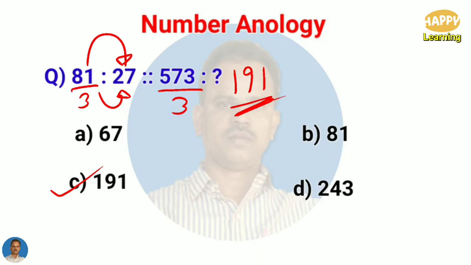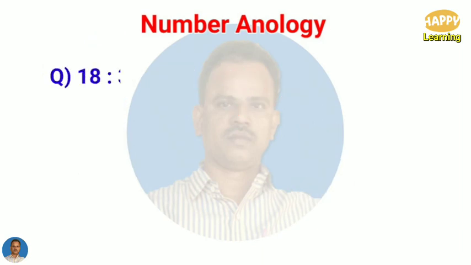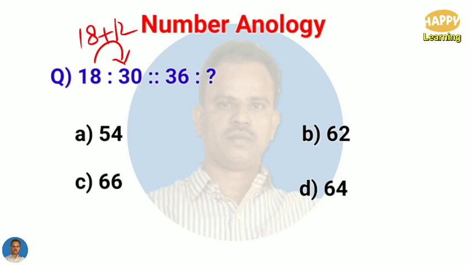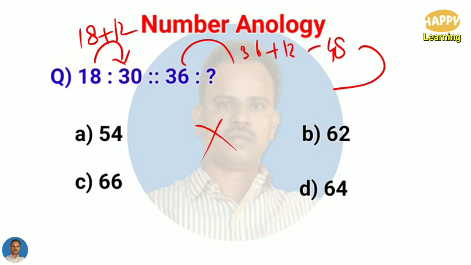Next question. 18 is related to 30 in the same way 36 is related to dash, and the options are 54, 62, 66 and 64. See, 18, 30. You can say 18 plus 12 equal to 30. Similarly, 36 plus 12 equal to 48, but that option is not here. You need to think of some other logic.